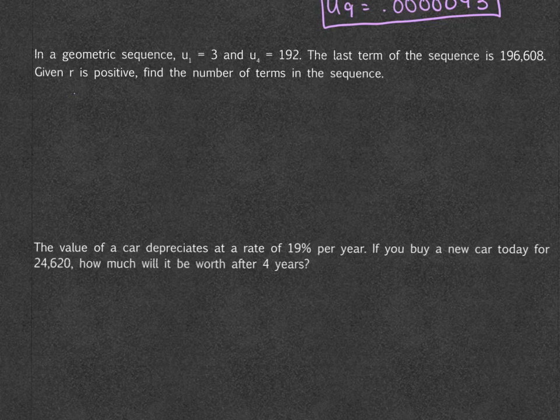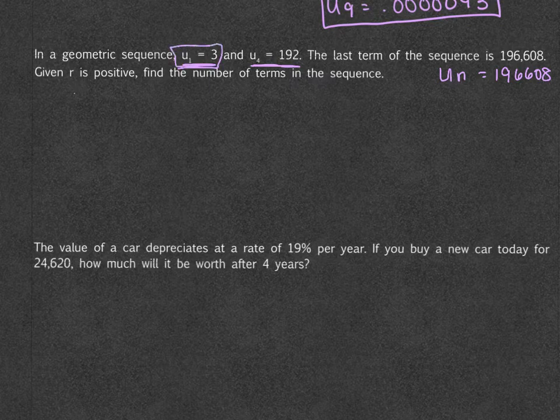So this time we're looking at a geometric sequence, and we're given the first term and the fourth term. And we also know the value of the last term, so u sub n, my last one, would be 196,608. Okay, so as always, I want to try to make an equation with this. I have my first term, but I don't have my value of r, and it's a little more tricky to get my value of r in this case.